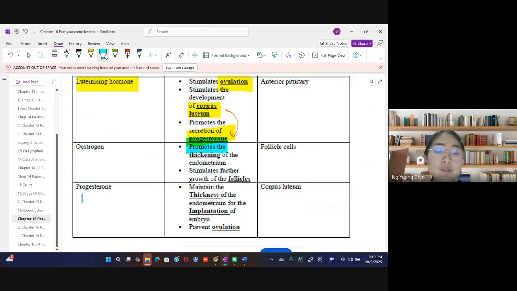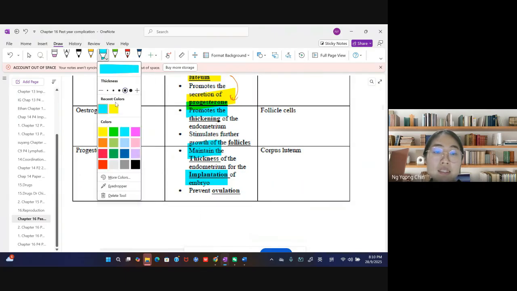Then progesterone. The keyword is maintain. It maintains the thickness of the endometrium for the implantation of the embryo. Estrogen just starts the process, starting to repair and make the lining thicker, but later the thickness will be maintained by progesterone. If you have a very high level of progesterone, you can prevent ovulation.